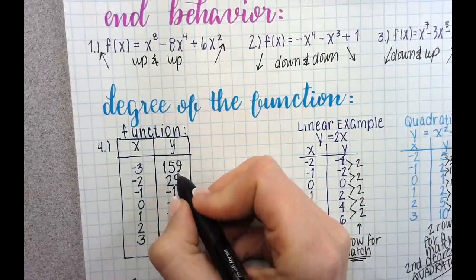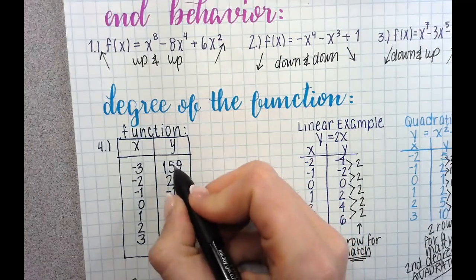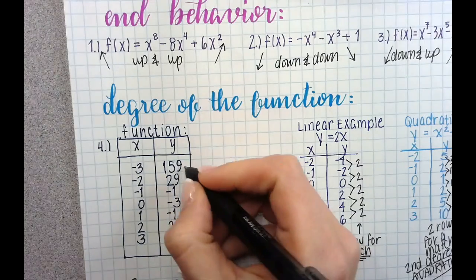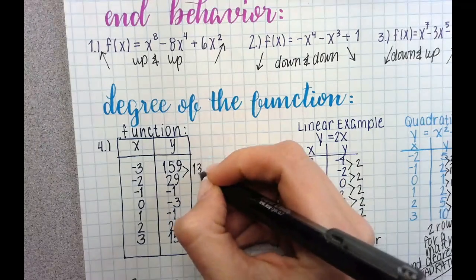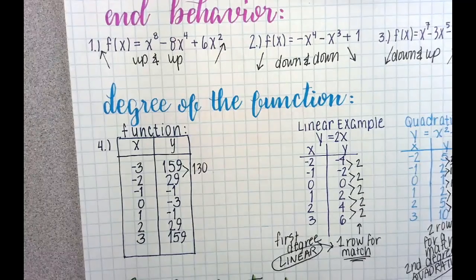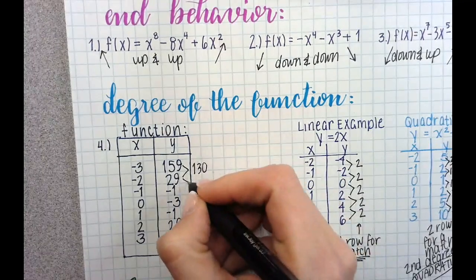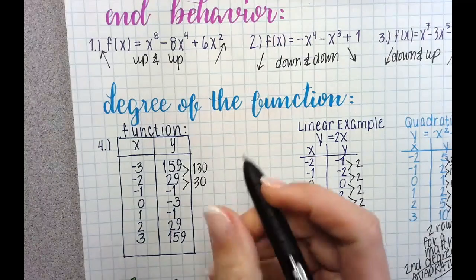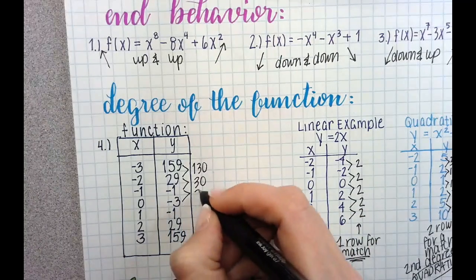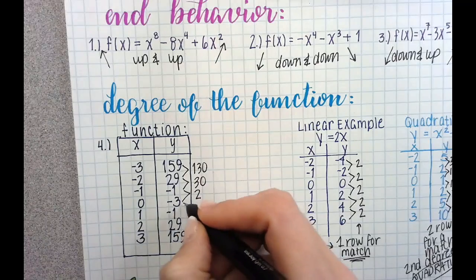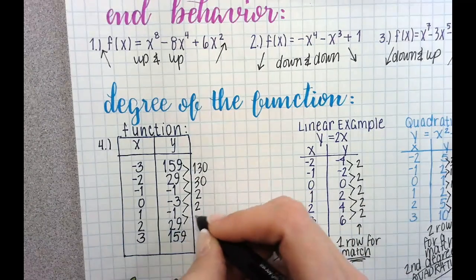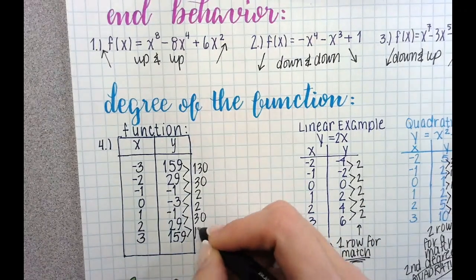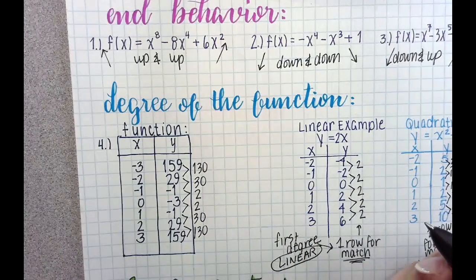How far is 159 from 29? Well, take off the 9s, take off the 20s. You're left with 130. How far is 29 from -1? 30. How far is -1 from -3? 2. -3 to -1? 2. 30. 130. So definitely not first degree.